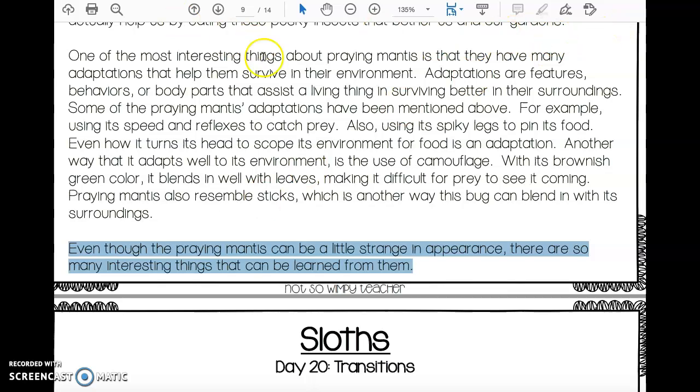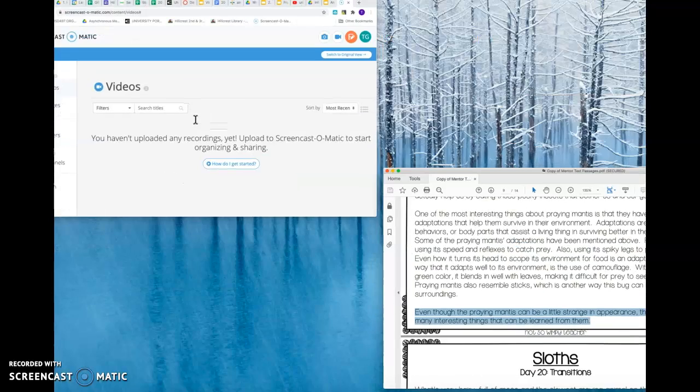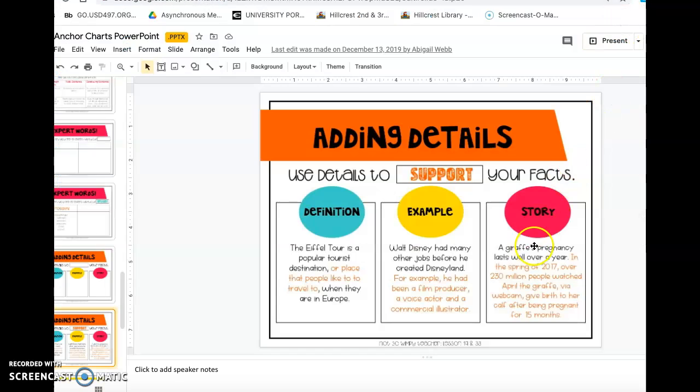So today what you are going to do is work on your paper and add details to support your facts. So for example, the Eiffel Tower is a popular tourist destination. Here's a vocabulary word, destination. So the author then can define that word. So the Eiffel Tower is a popular tourist destination or place that people like to travel to. So there's your definition when they are in Europe. So adding just a little bit more detail, providing a definition. Or add details that support your facts by giving an example.